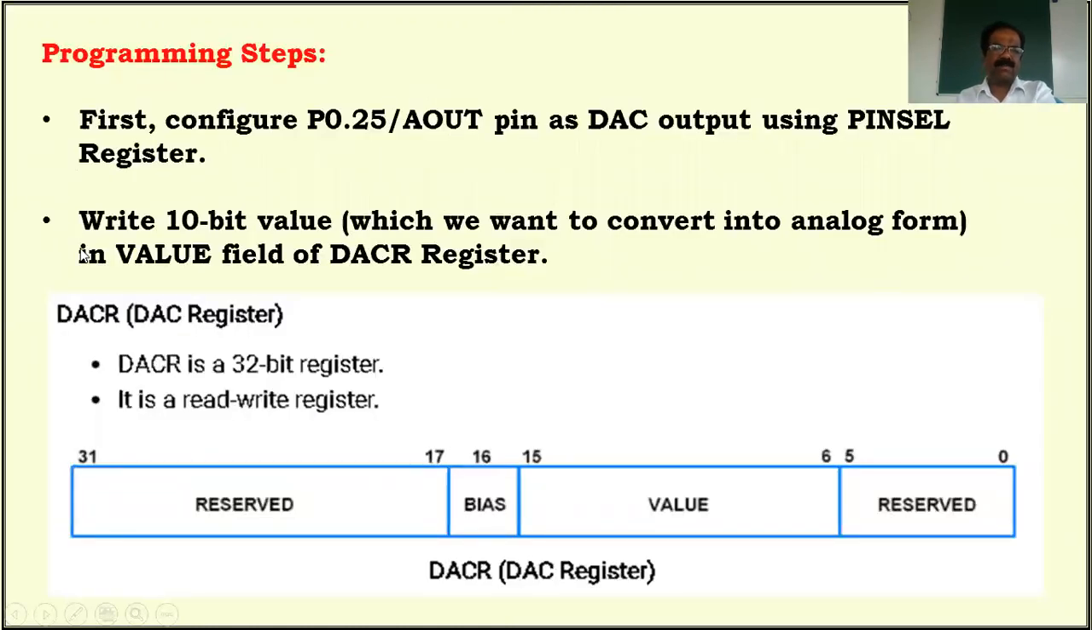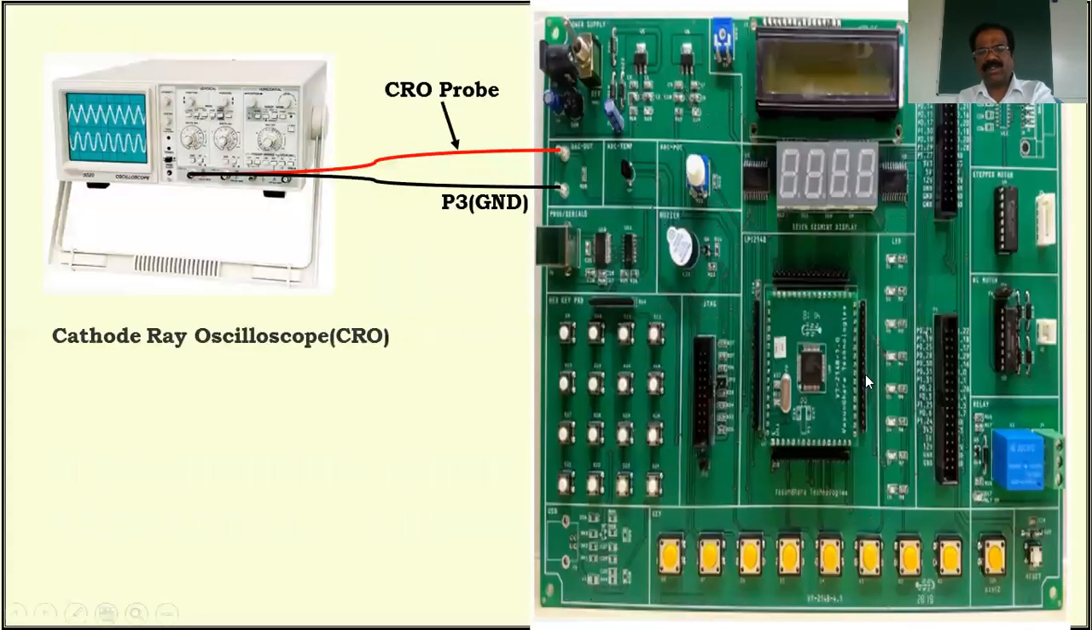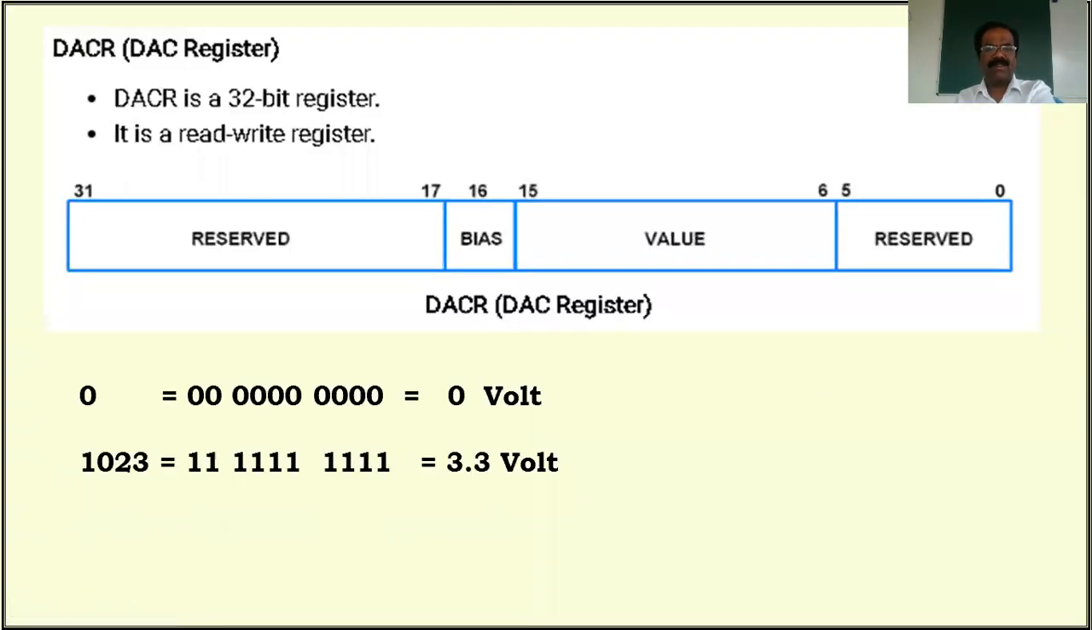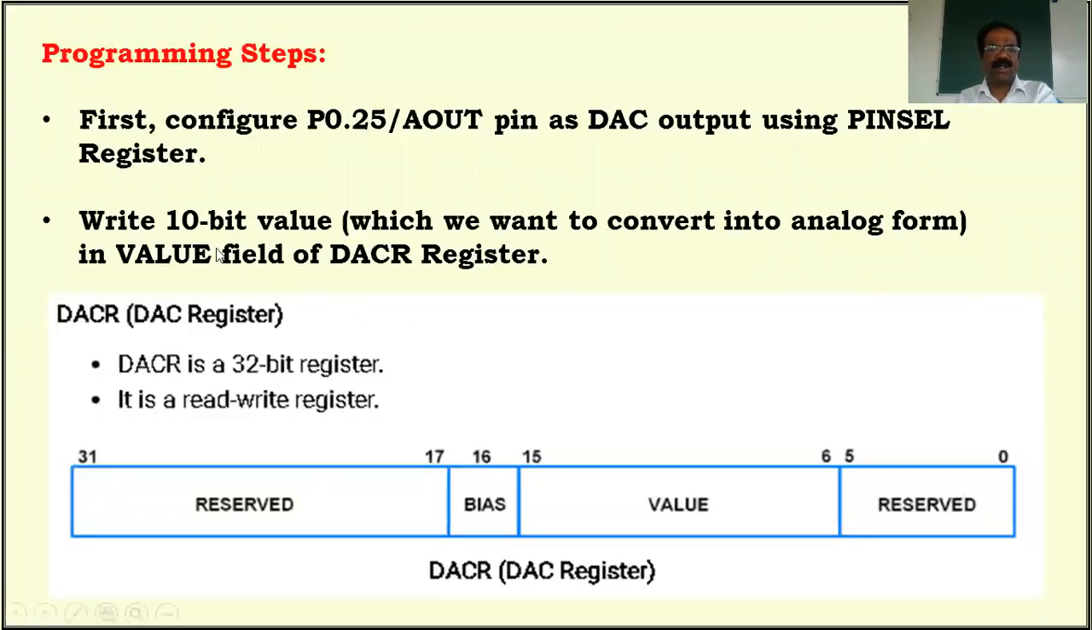Now, what is the second step? We know that inside the LPC2148 microcontroller, we have a DAC. What type of DAC? We have a 10-bit DAC. What's the meaning of a 10-bit DAC? It means we can have 1024 values. We can generate 1024 different analog values, different analog points. So write the 10-bit value which we want to convert into analog form in the field of the DAC register.